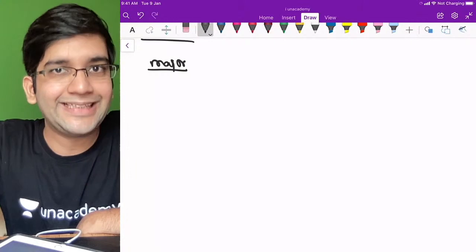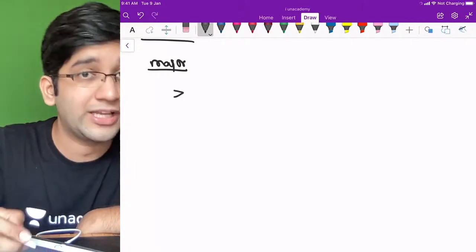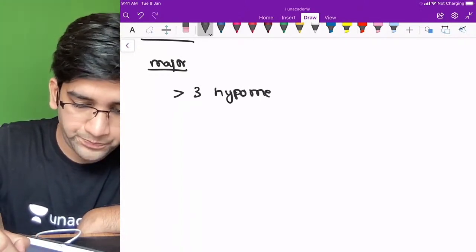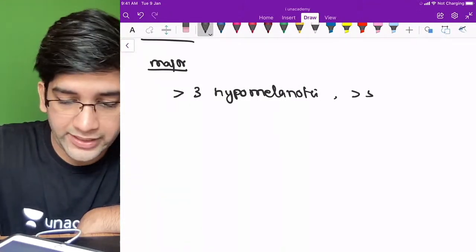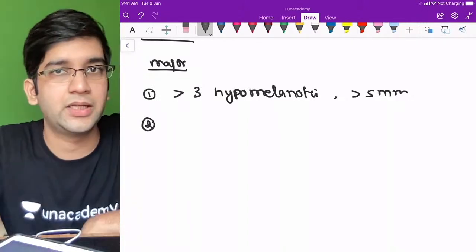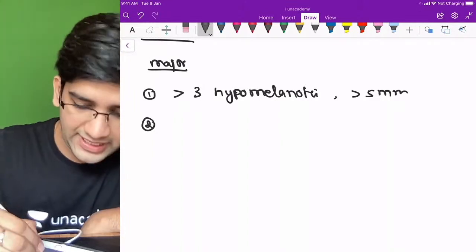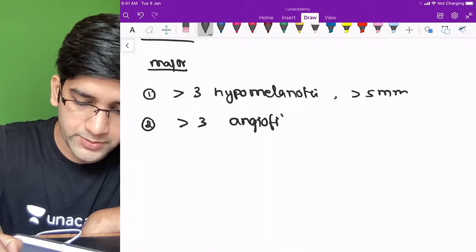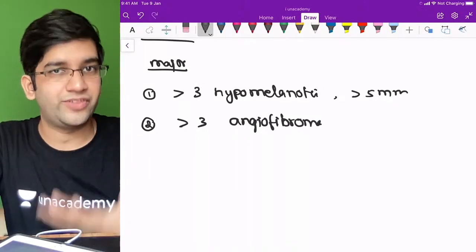Fine. Again, I have here hypomelanotic macules. It's not hyper. It's not like cafe. More than 3 hypomelanotic macules, and it should be greater than 5 millimeter diameter. That is the first of the major. Second, angiofibromas can be seen anywhere. I should have more than 3 angiofibromas throughout the body. It's not angiomyolipoma, angiofibromas. It's like a fibroma with lots of vascularity.